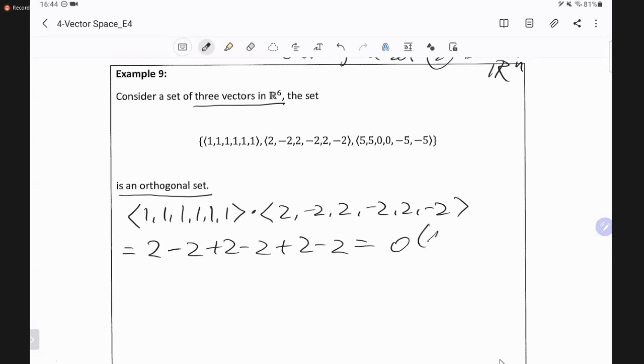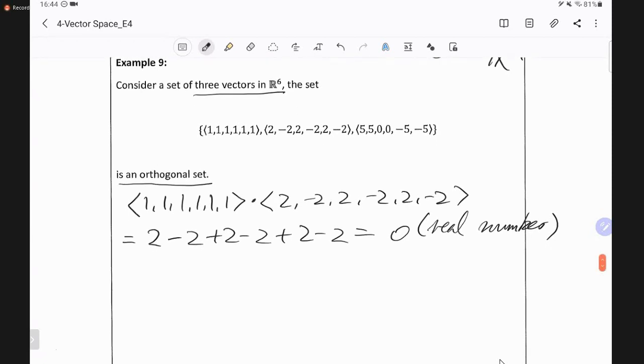Do remember, let me repeat, this is the real number 0, because the dot product will produce us a real number. That's just a reminder. I will repeat myself until you can memorize it, or you can find it easily to understand.